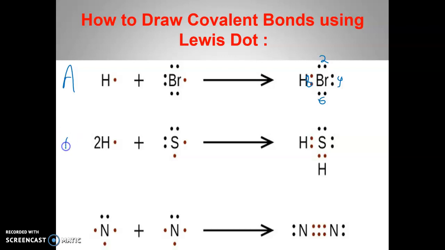Sulfur, in example B, has 6 outer valence electrons. So it needs 2 more to become stable. Well, it's going to bind with 2 separate hydrogens. Line them up. So if we were to draw the Lewis dot structure normally for sulfur, you and I, we learned like this: 1, 2, 3, 4, 5, and 6.